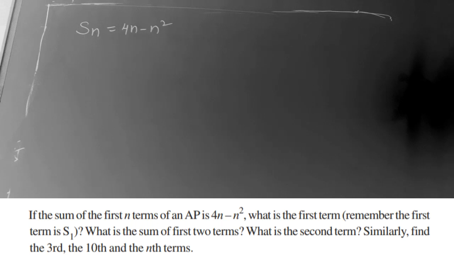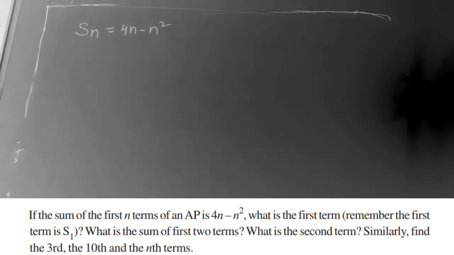If the sum of first n terms of an AP is 4n minus n square, what is the first term? What is the sum of first two terms? What is the second term? Similarly, find the third, 10th and nth term of the series.